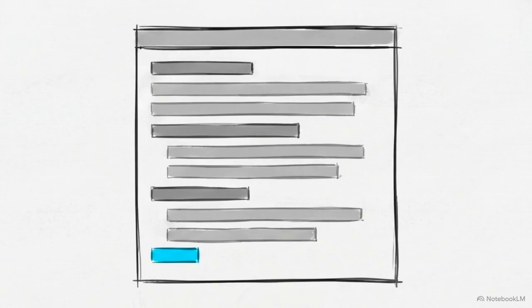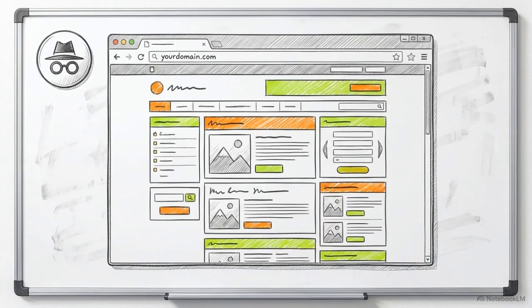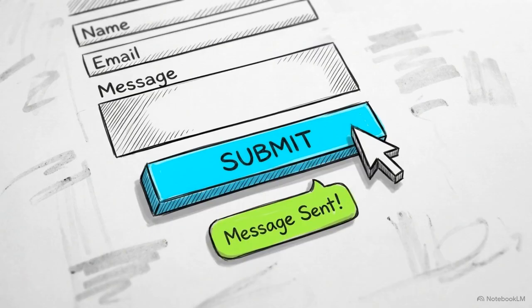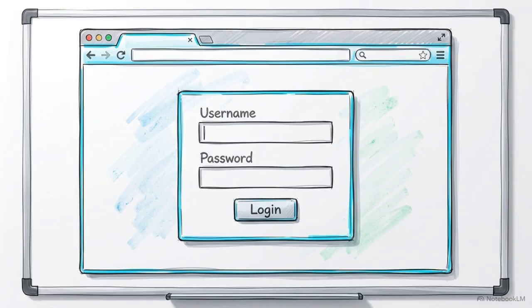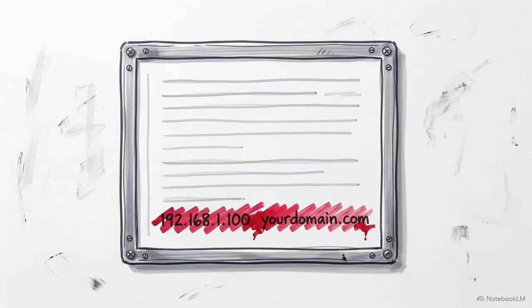Type the new server's IP address, hit space, and then type your domain name. Save the file. Open an incognito window and load your site. Click through your pages. Check that the SSL padlock is secure. Submit a test form to ensure email sends, and log in to your admin panel. Once you confirm everything functions exactly as it should, reopen your text editor, delete that line from your hosts file, and save it again so your computer returns to normal routing.